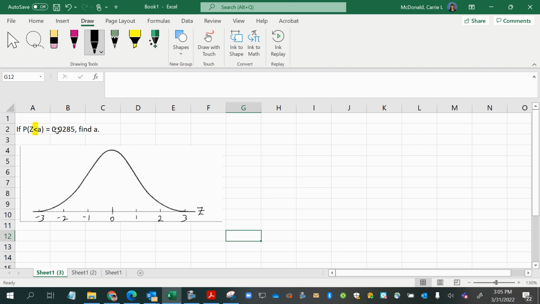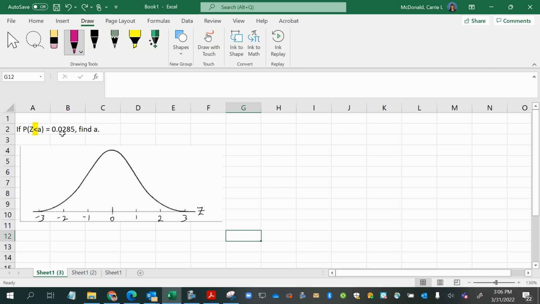But they did specify the actual probability, and probabilities are always areas under the bell curve. So I know that this number here, 0.0285, is the area of a shaded region under the curve, and I know it's a left shaded region because of the less than symbol. Now, I don't know exactly where to put the A. That is the question we're trying to answer. Should the A go here, or over here, or perhaps here? There are literally infinite places it could go.